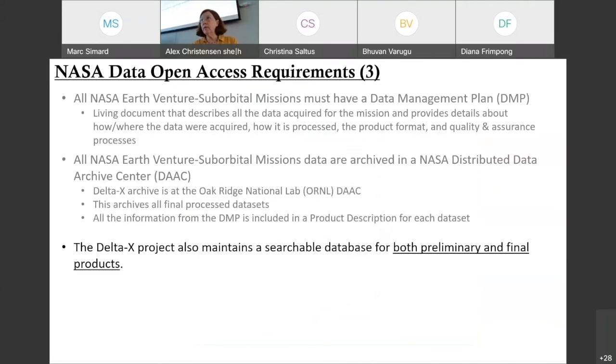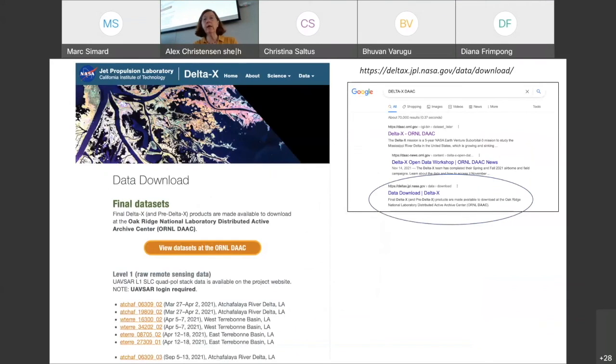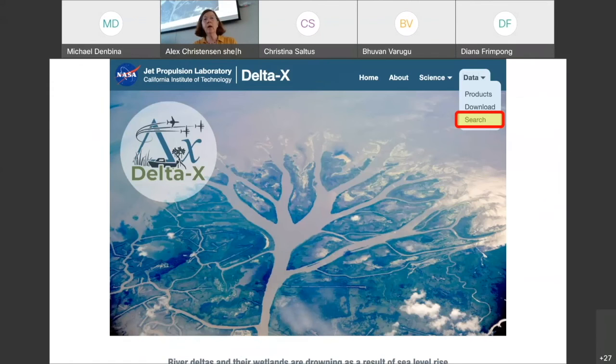In addition, the Delta X project maintains a searchable database for both preliminary and final data products. So this allows us to post preliminary data products, for example, before they are even provided to the DAAC. And if you do that same search for Delta X DAAC, you can see that there is a Delta X data site where you can find links to the data there, or actually you can find a link to the DAAC if you want to only work with the final release data sets.